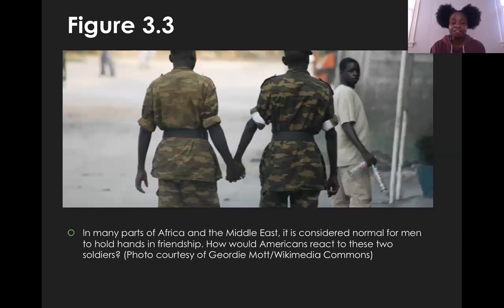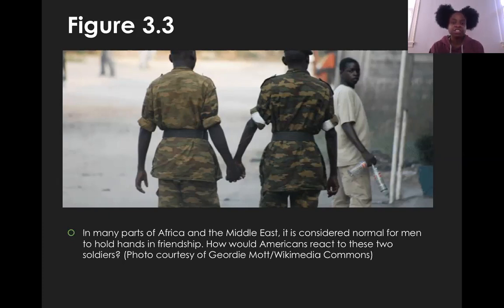In many parts of Africa and in the Middle East, it's considered normal for men to hold hands in friendship. Okay. How would Americans react to these two soldiers? And the first example for a more, I gave a slightly one, but in an American context. I think it would be very different. Has society changed? Has the American society changed? I don't know. I really don't know.